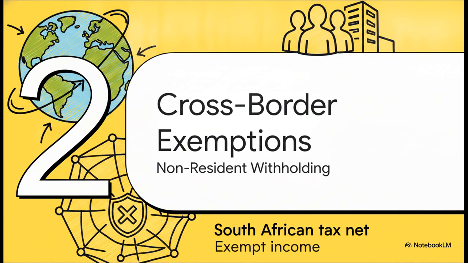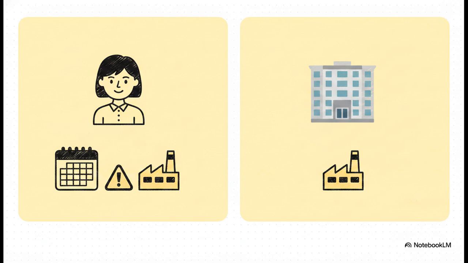Moving right along to Section 2, cross-border and withholding exemptions. Let's look at Section 10(1)(l), which deals with South African source royalties paid to non-residents. Notice the clear legislative distinction here between a natural person and any other person, like a company. Now, this is a classic exam trap, so pay attention. For a natural person, the exemption applies unless they were physically present in South Africa for more than 183 days in the preceding 12 months, or if the intellectual property is effectively connected to a South African permanent establishment. But for a company, only that permanent establishment rule applies.